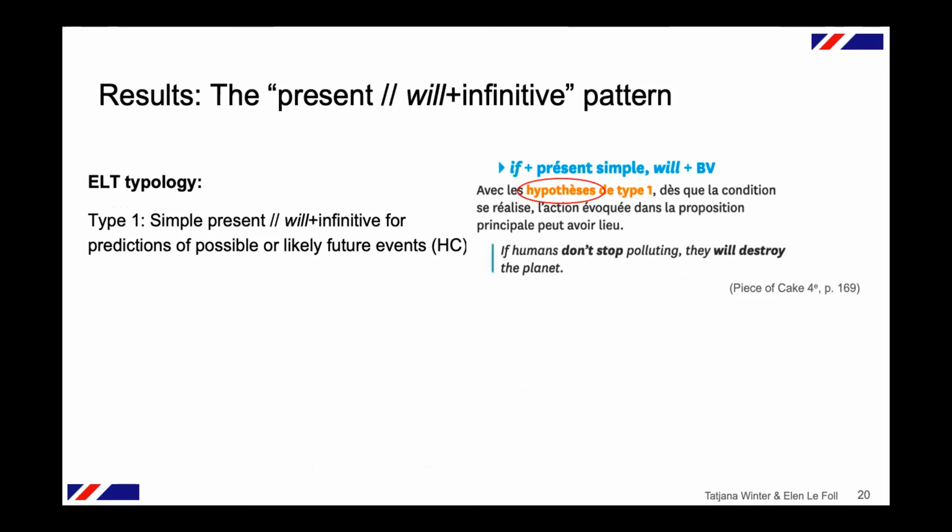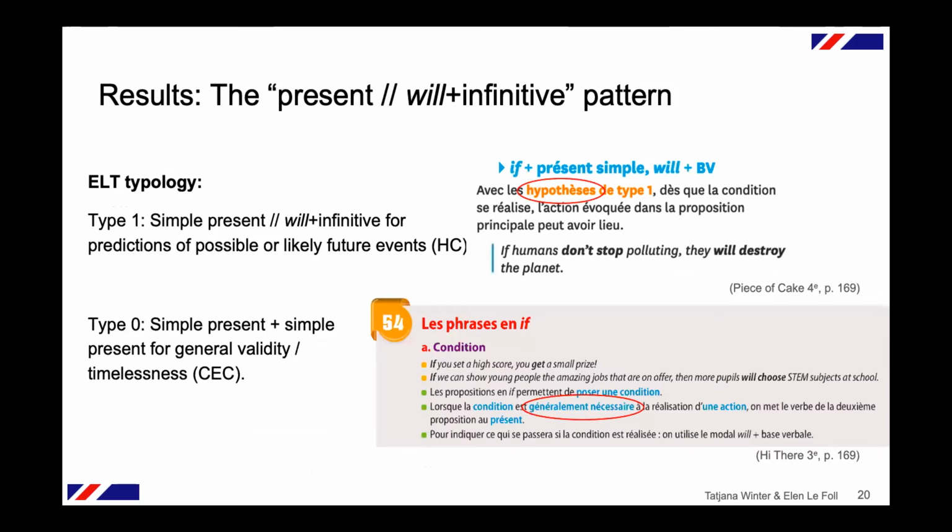And then we looked at a few patterns that we found particularly interesting. So the present and then will plus infinitive pattern is one such example, because according to the typology, that's a pattern which depicts hypotheses that are possible, likely in the future. And we have an example here from one of our textbooks. And then as opposed to the type 0, where if it is explained at all, that's the one that's used for general validity statements with present simple plus present simple in both clauses.